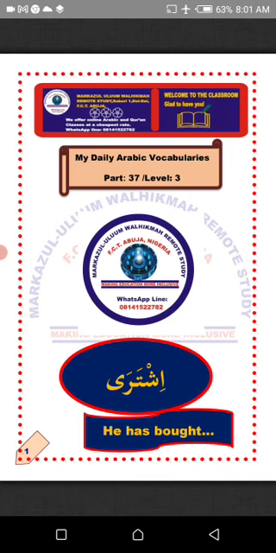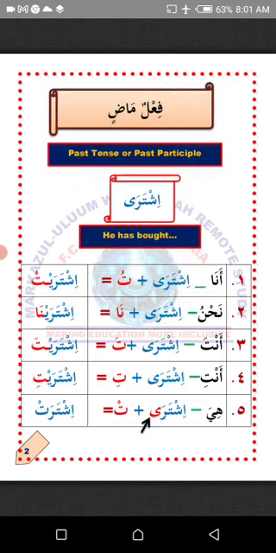Happy listening. We are going to learn from this lesson how to change the Arabic verb ishtara to suit certain pronouns in Arabic. Fi'ilun madin, past tense. This is a form of verb in Arabic that one can use to talk about an incident that took place in the past. The question is, how do we change the verb ishtara to suit the pronouns below?